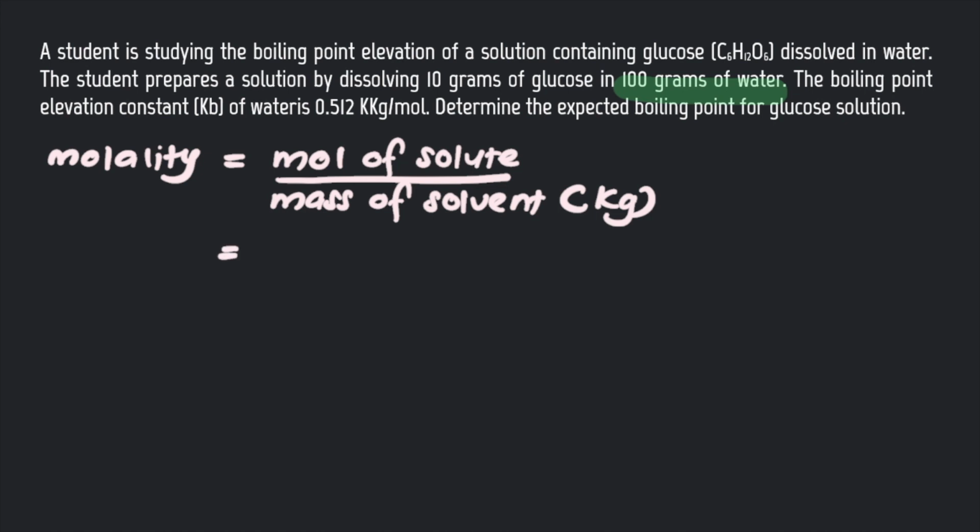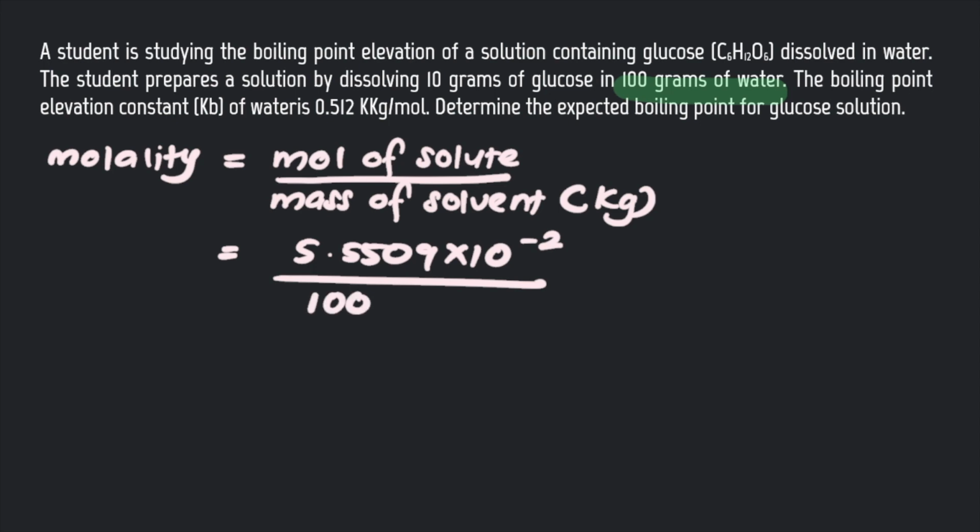So the mole of solute, which is the glucose just now, is equivalent to 5.5509 times 10 to the power of -2. And then the mass of water, which is the solvent, is 100 grams. So you want to make it into kilograms, you need to divide by 1000. So you will get your molality should be equivalent to 0.5550 molar.